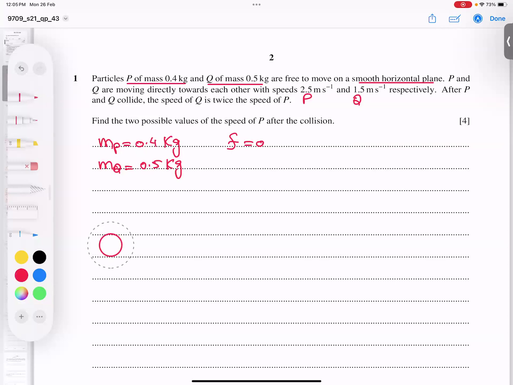I will make a copy and paste. This is the situation we have. According to the situation, they are moving towards each other. So P is going right hand side, Q is going left hand side. That's the way they can move towards each other. The speed of P is 2.5, so U1 is equal to 2.5, and U2 is equal to negative 1.5.